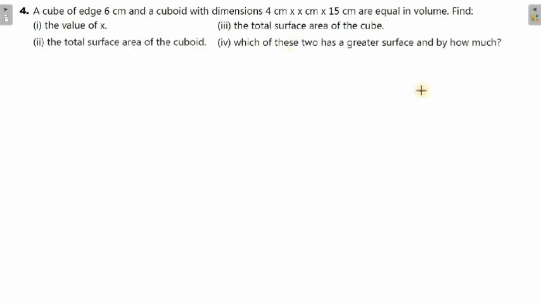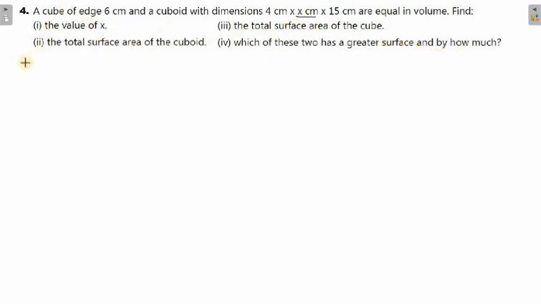Let's move to the last question for the day. The question says a cube of edge 6 centimeter and a cuboid of dimension 4 centimeter into x centimeter into 15 centimeter are equal in volumes. Find the value of x, the total surface area of the cuboid, the total surface area of the cube, and which of these two has greater surface area and by how much. Okay, so let's see one thing at a time.